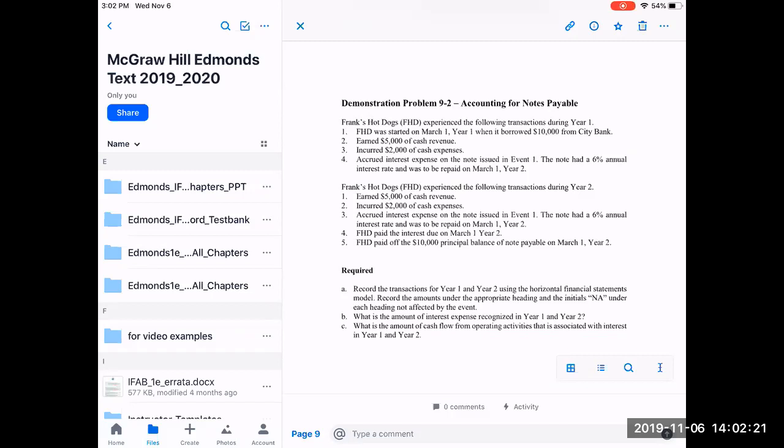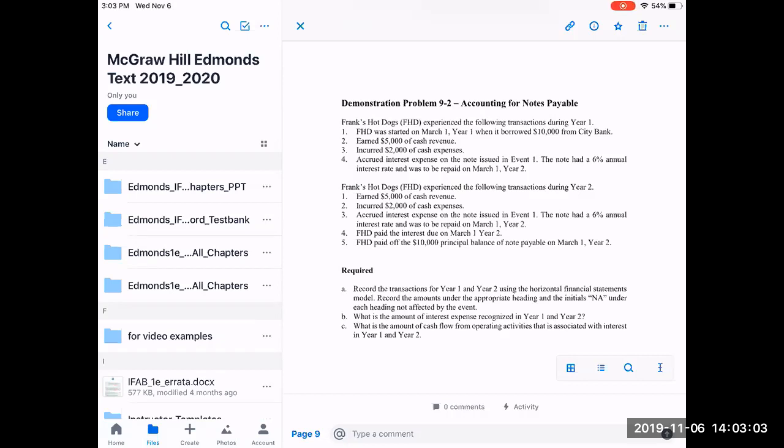It was started by borrowing cash from the bank. They earned cash revenue, they incurred cash expenses, and then they also had to prepare the adjusting transaction to record the interest on this $10,000 note. So the note had a 6% annual interest rate and was to be repaid March 1, year 2. All in all, that loan was outstanding for 12 months, so they're going to have to pay 6% interest for those 12 months. Now notice that it was started March 1st, not January 1st. So that's going to be important.